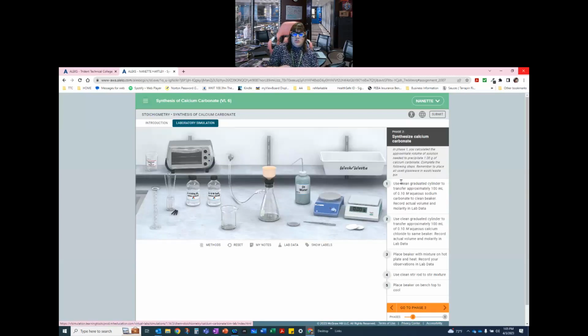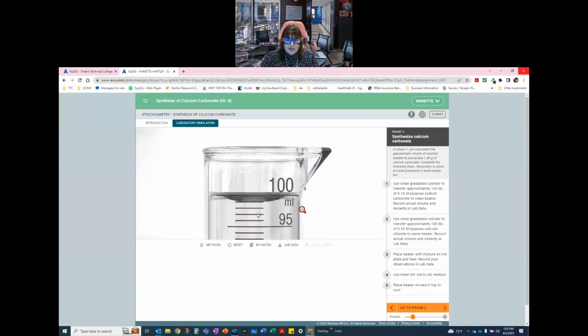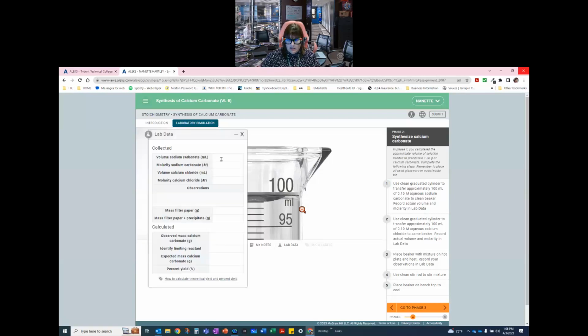So use your graduated cylinder to transfer approximately 100 mL of 0.1 molar aqueous sodium carbonate to the clean beaker. Okay, fine. So the graduated cylinder is here. I want to take one of these, sodium carbonate, put that in there, put that down. I zoom in, and I see that it's not 100, it's 95, 96, 97, 98, 99, exactly at 99. So in my lab data, I'm going to say 99.0.